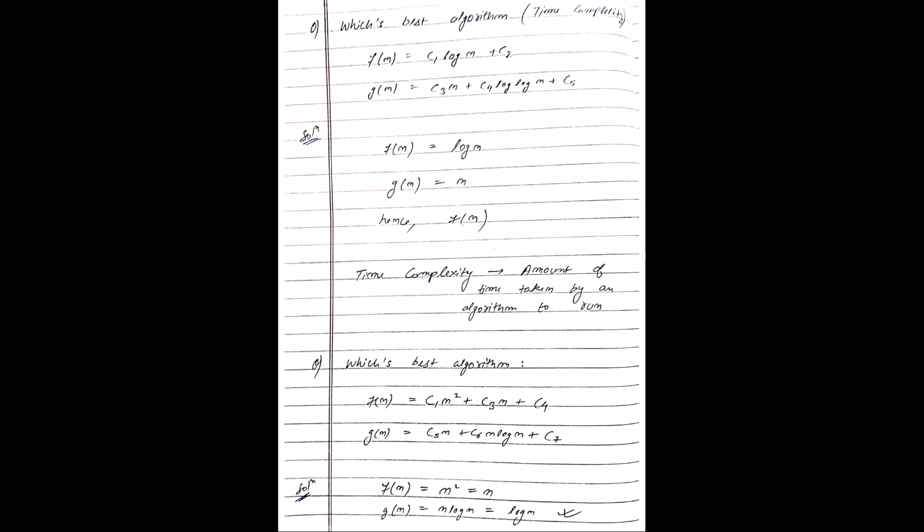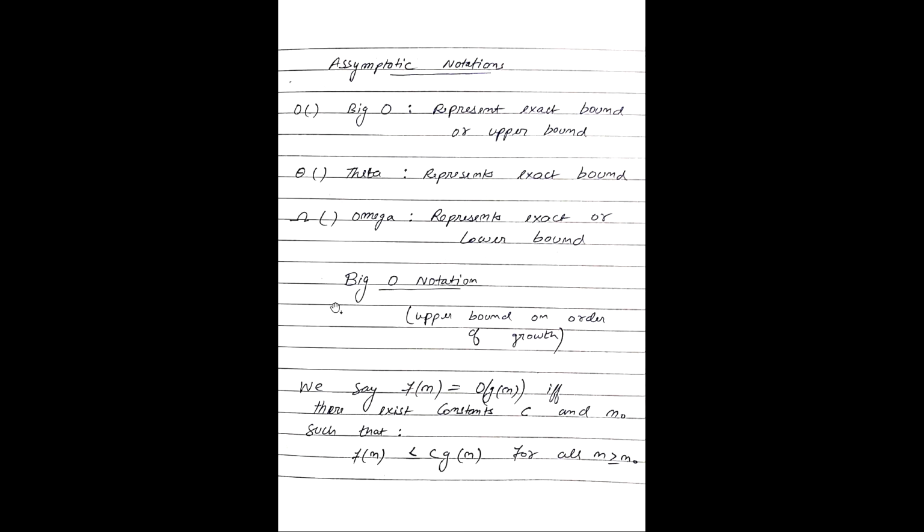Now coming to our next part, that is asymptotic notation. As I told you earlier, this is called big O, this is called theta, and this is called omega. So now let's discuss all these three. Big O represents exact bound or upper bound. Theta represents exact bound, and omega represents exact or lower bound.